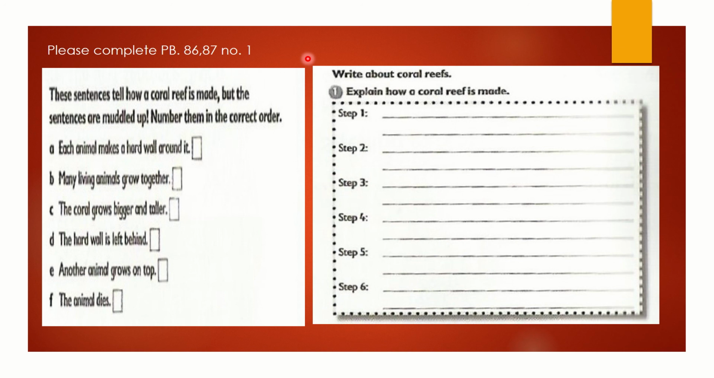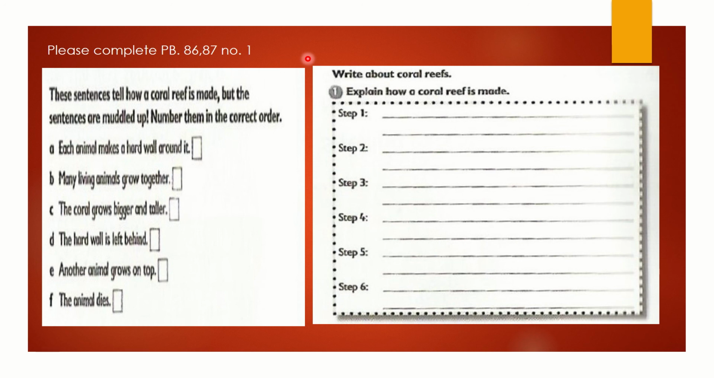A. Each animal makes a hard wall around it. B. Many living animals grow together. C. The coral grows bigger and taller. D. The hard wall is left behind. E. Another animal grows on top. F. The animal dies.